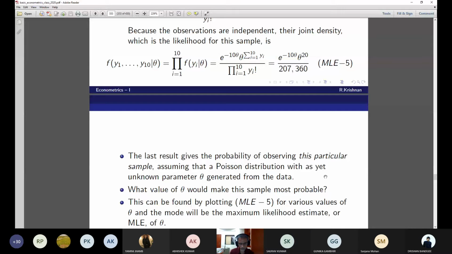You can plot both. What value of theta would make this sample most probable? This can be found by plotting the likelihood for various values of theta, and the mode will be the maximum likelihood estimate, or MLE, of theta. Drishan, are you now okay? Yes, sir. Okay, now Yamini, is it okay now? Yes, sir.